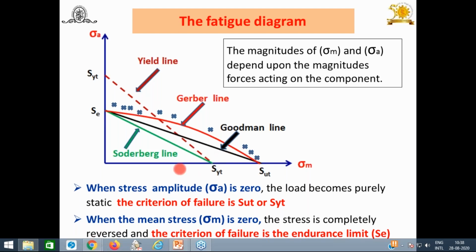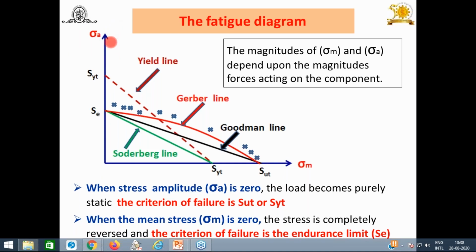Now here I am going to make the analysis by using this fatigue diagram. You can observe: x-axis sigma mean, y-axis sigma A. If sigma A is equal to 0, look at this. Sigma A is equal to 0.